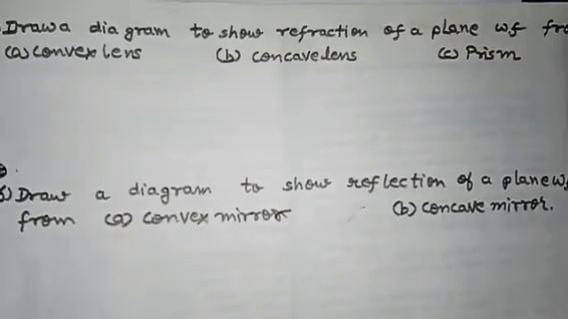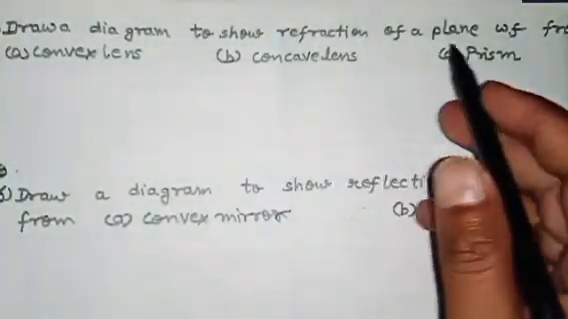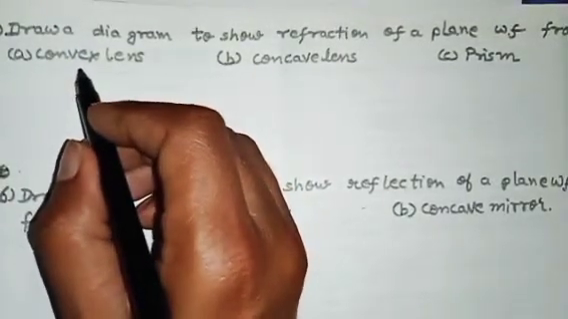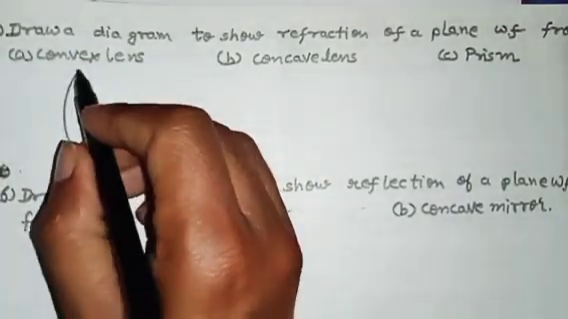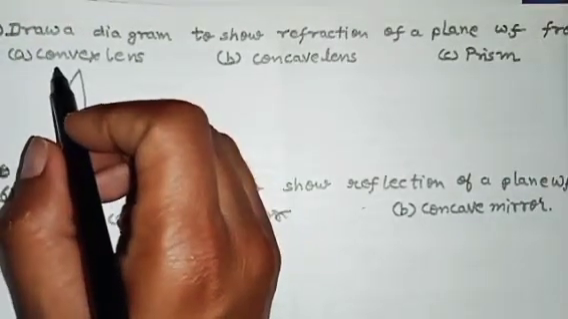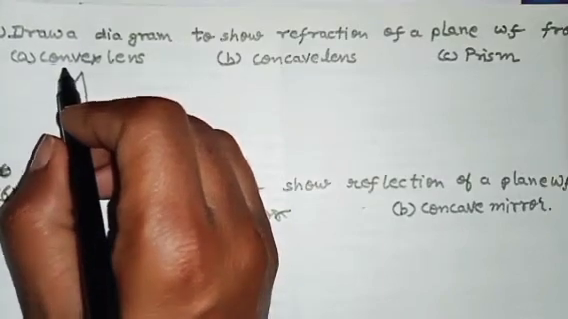Now more drawing: draw a diagram to show refraction of a plane wavefront. So how will it refract? Actually, complete theory is there. In fact, using this diagram, you can even explain it if its explanation is asked. So this is the plane wavefront.